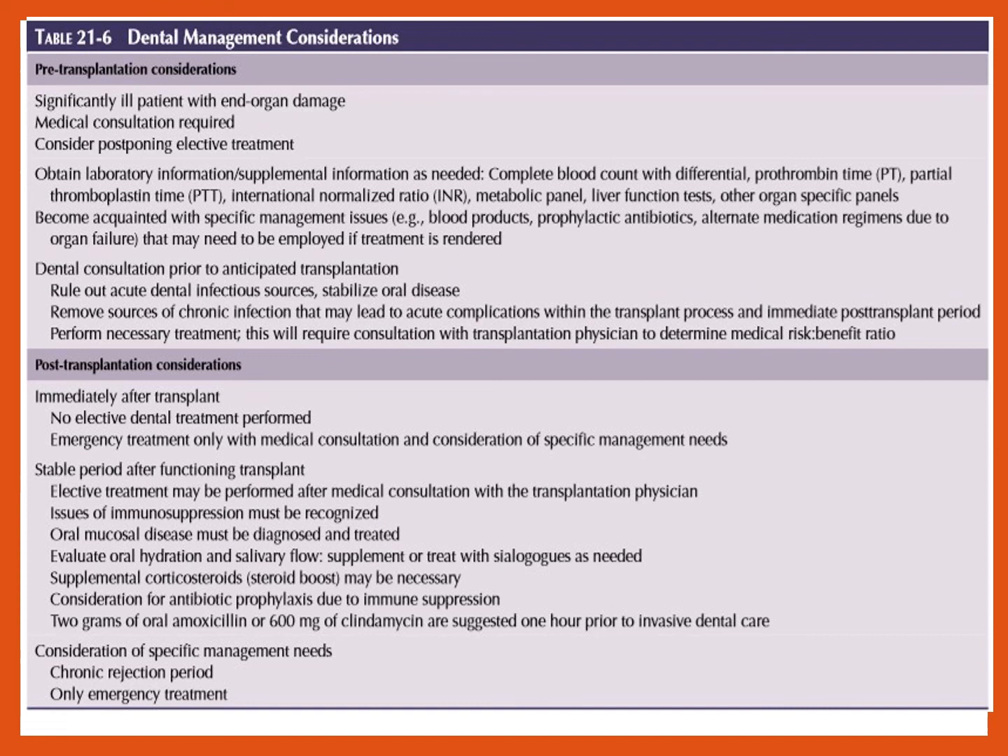A significantly ill patient with end organ damage: medical consultation is required, and consider postponing elective dental treatment. It's important to obtain laboratory information or supplementary information such as blood counts with differential count, prothrombin time, partial thromboplastin time, and international normalized ratio, metabolic panel, as well as liver function tests and other organ specific panels. It's important to become acquainted with specific management issues like blood products or prophylactic antibiotics, and alternative medication regimens due to organ failure that may need to be employed if the treatment is rendered.